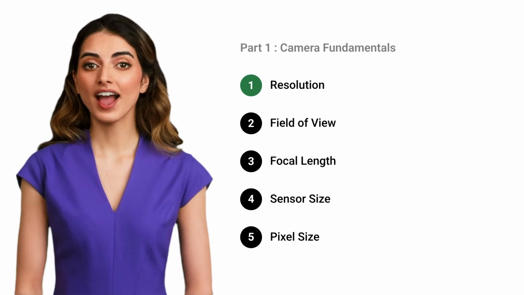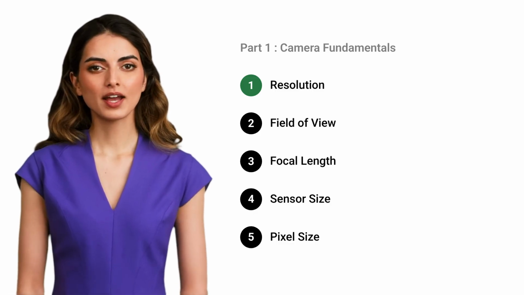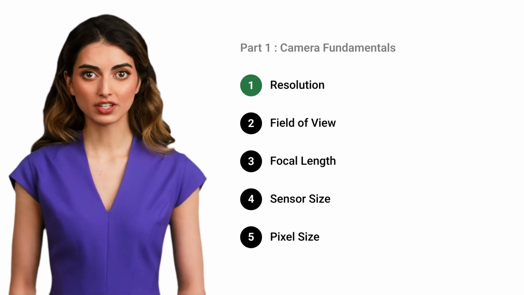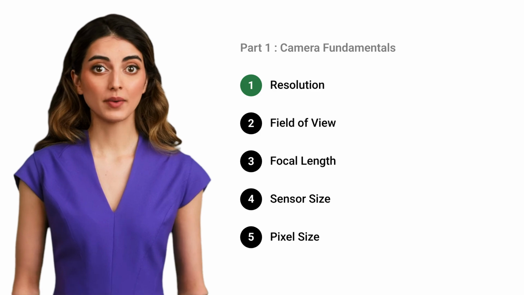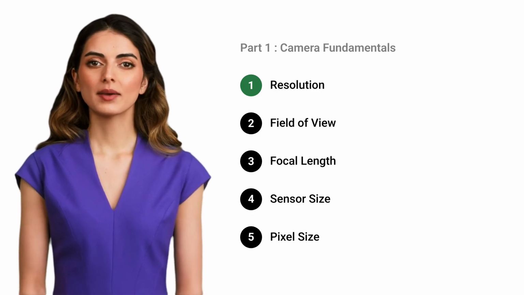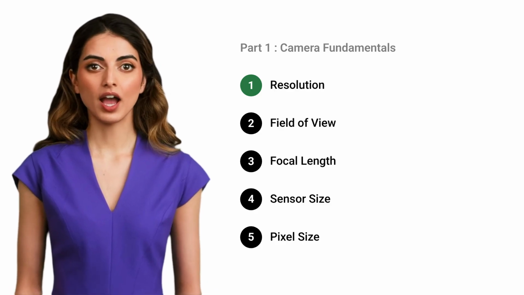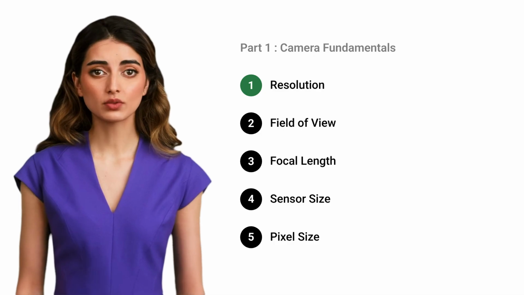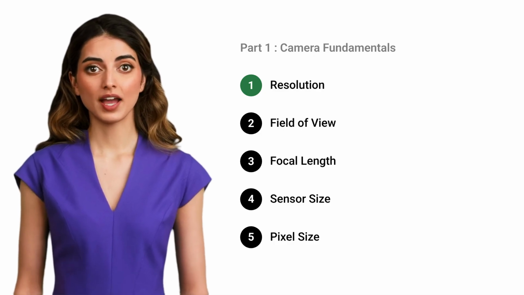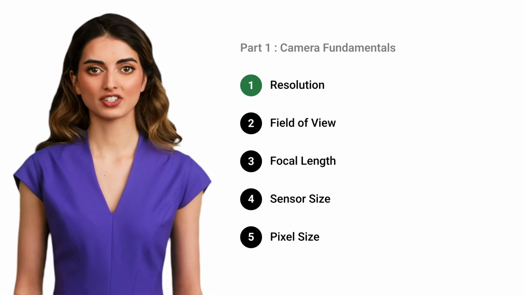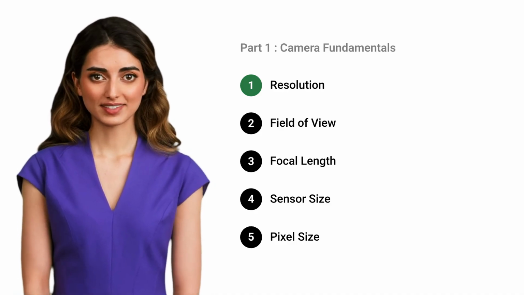Let's take a quick look at our agenda. We've now completed the first topic, resolution, and have built a solid understanding of how image detail is measured. Next, we'll move on to field of view, where we'll learn how much of the scene a camera can capture and why selecting the right viewing angle is critical for navigation, situational awareness, and perception in UGV applications. Let's get started.